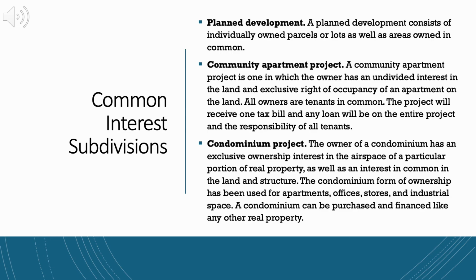Planned development. A planned development consists of individually owned parcels or lots as well as areas owned in common. A community apartment project. A community apartment project is one in which the owner has an undivided interest in the land and exclusive right of occupancy of an apartment on the land. All owners are tenants in common. The project will receive one tax bill and any loan will be on the entire project and the responsibility of all tenants.